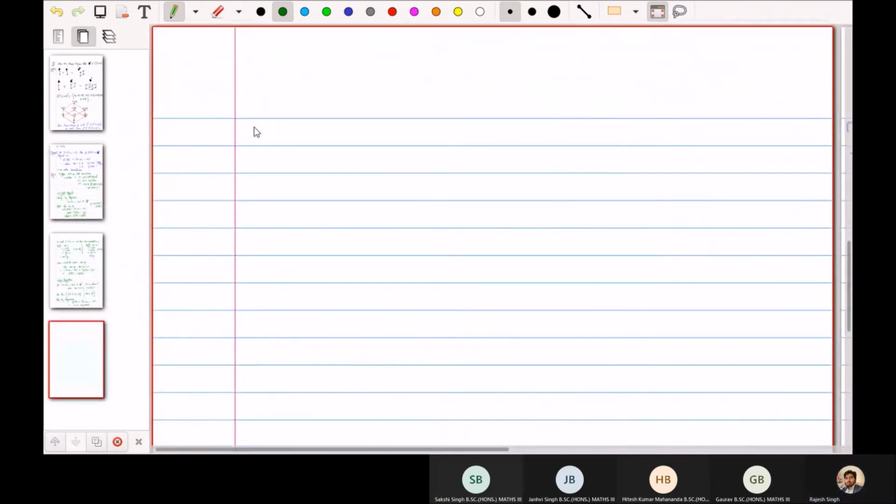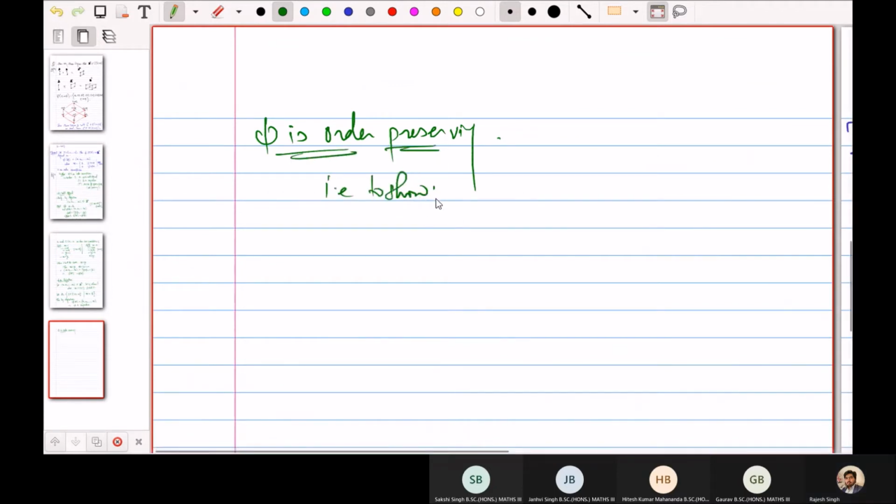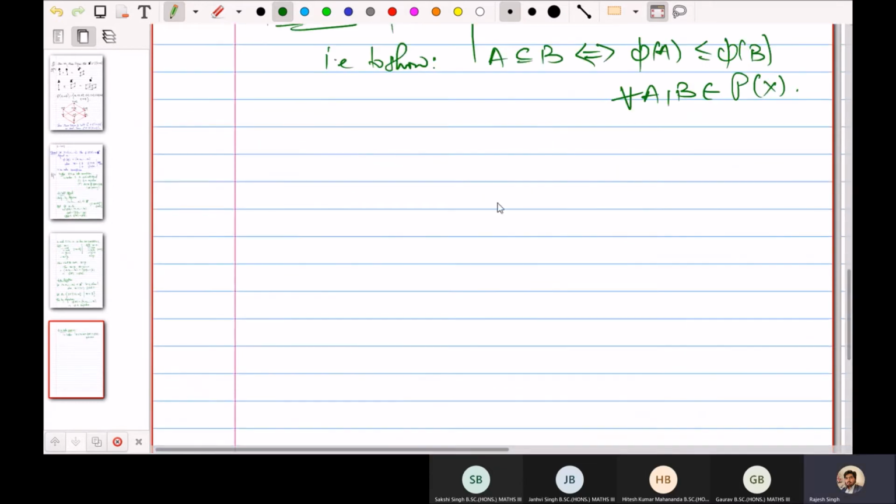So now we have to show phi is order preserving, that is to show A contained in B if and only if phi(A) is related to phi(B) for all A, B belonging to P(X). So इसके लिए क्या करेंगे?